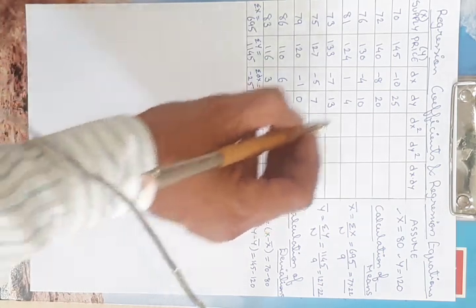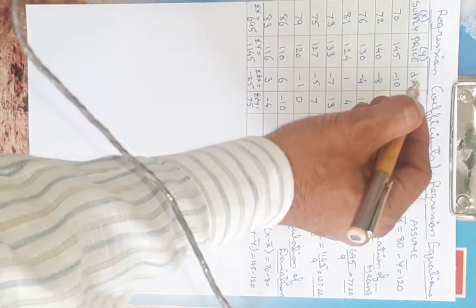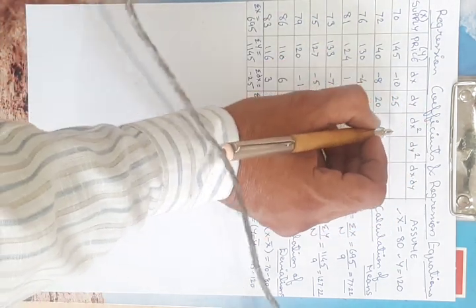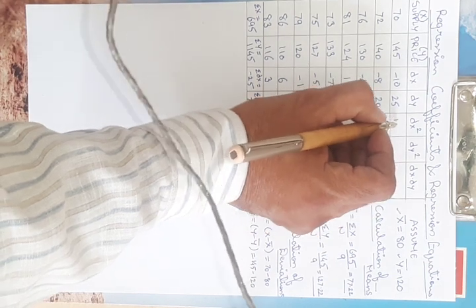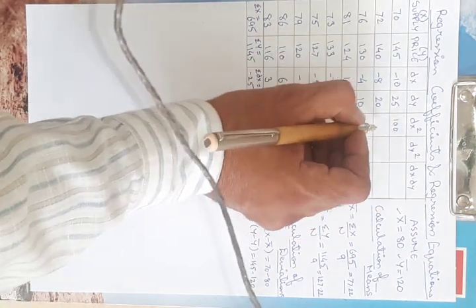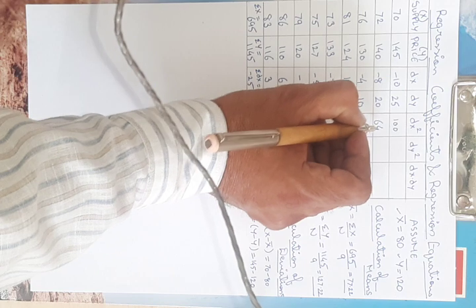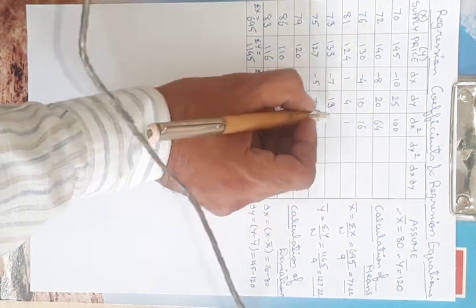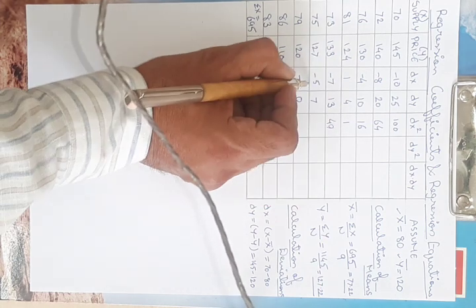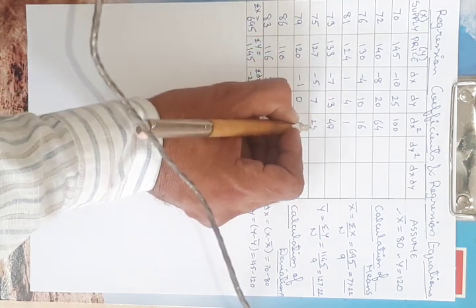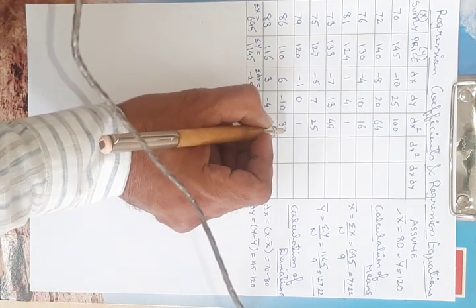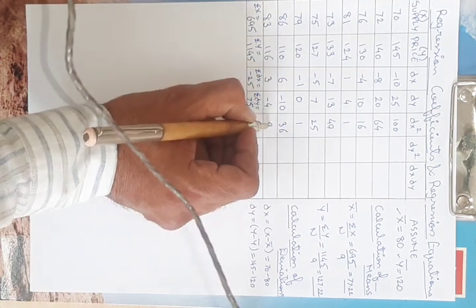Next we need to calculate dx square, the square of column number 3. Minus 10 square is 100. Minus 8 square is 64, minus 4 square is 16, 1 square is 1, minus 7 square is 49, minus 5 square is 25, minus 1 square is 1, 6 square is 36, and finally 3 square is 9.